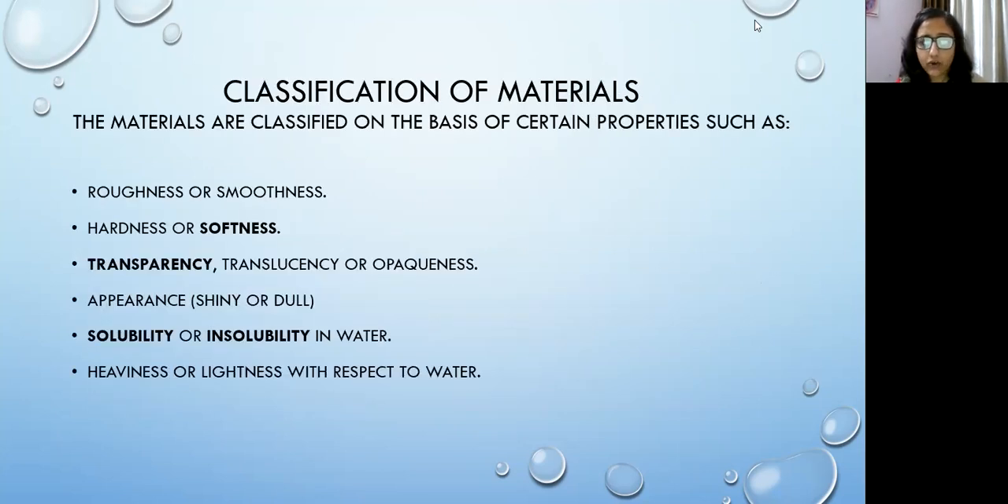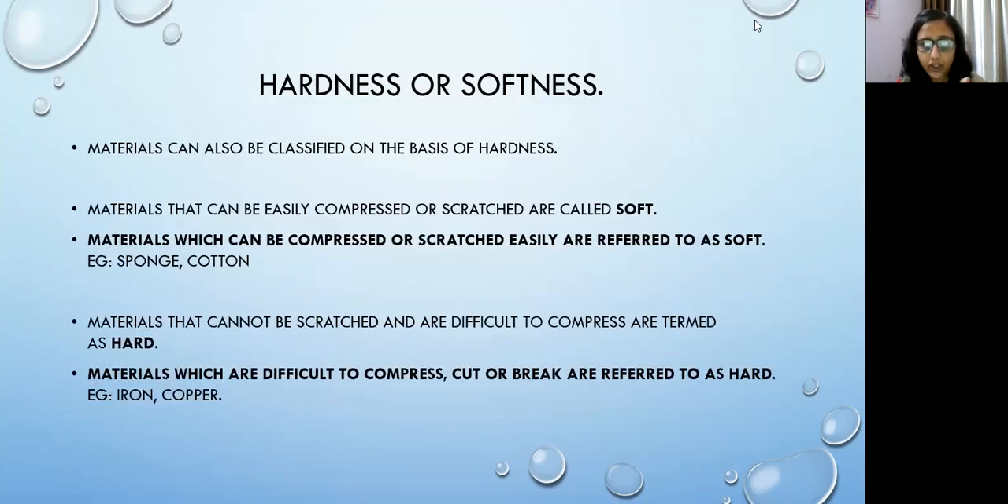Second one is hardness or softness. So this is the second point, hardness or softness. Now materials can also be classified on the basis of hardness. Materials that can be easily compressed or scratched are called soft. Materials which can be compressed or stretched easily are referred to as soft. For example, cotton or sponge.